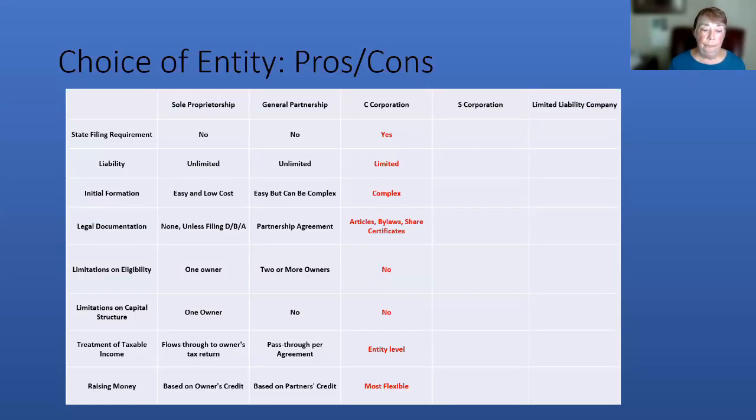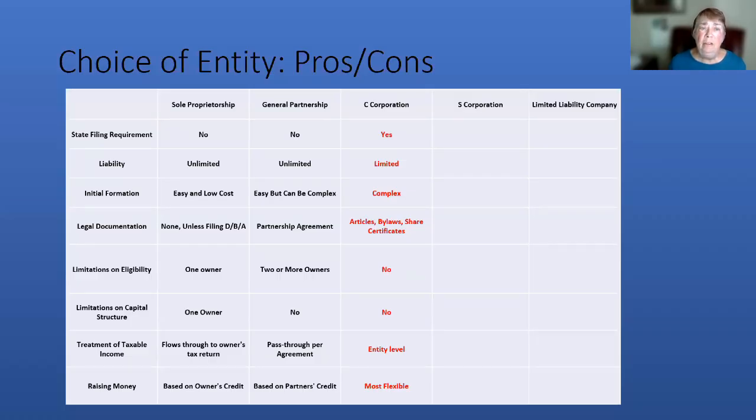So I'm looking at the treatment of taxable income. It's at the entity level. So the corporation pays taxes, and you pay taxes if you get anything from the corporation in the form of dividends. I said raising money is most flexible. That's because you have a couple of possibilities. You've got investors who want shares of stock for their investment, which is going to dilute your ownership, but that's the price you pay for getting their money, right? You can have creditors if you're willing to pay back a loan. So there's a number of possibilities here. This isn't just for the big guys, but the real big guys are only this, C corporations, okay? Because the other ones are not for them, as you'll see.